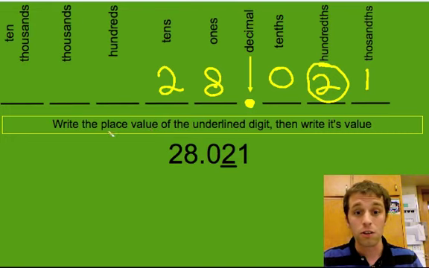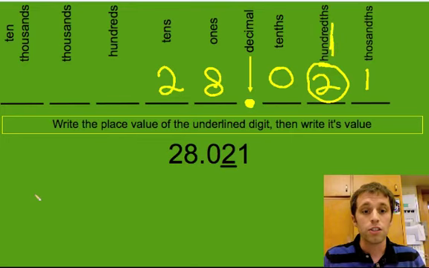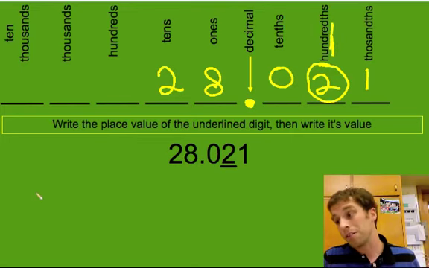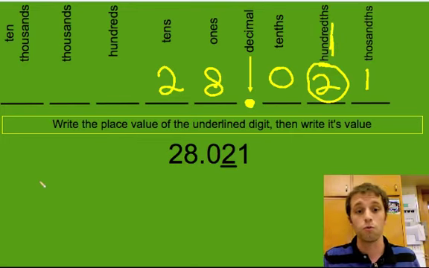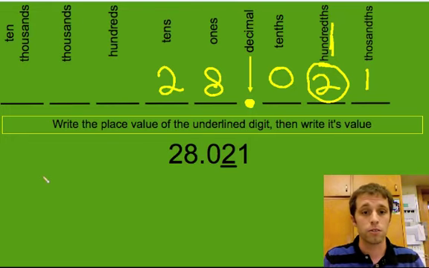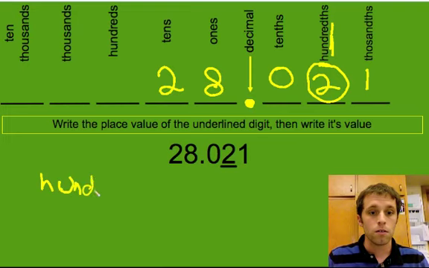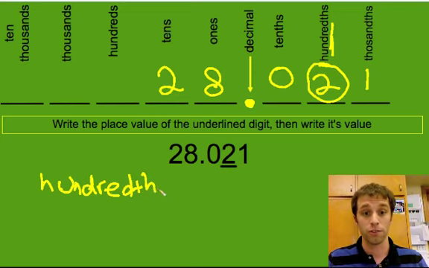So part of the question's already solved. Write the place value of the underlined digit, so we know that it's the hundredths. So let's go ahead and just write that down, because when you're doing this kind of problem, they're going to want you to write it down in word format. So let's go ahead and write hundredths. It's important you put the TH in there so it doesn't get confused for hundreds. Hundredths. And then you can just separate it by a comma.